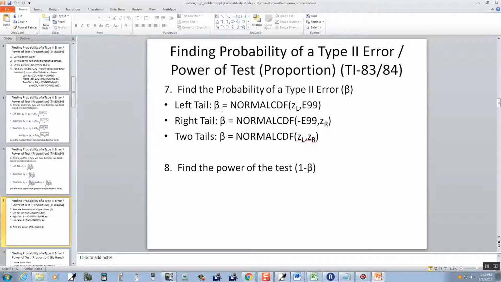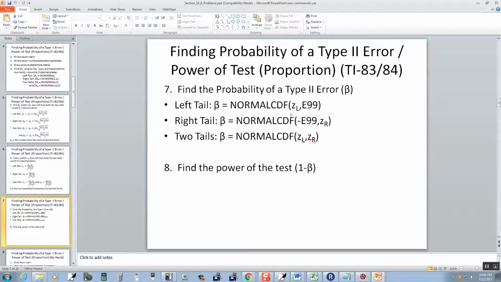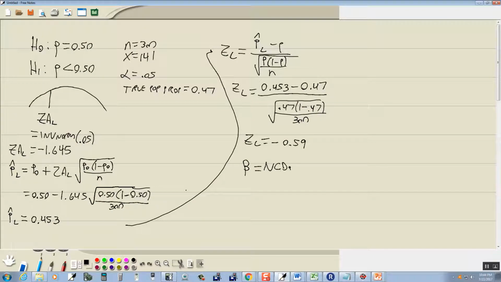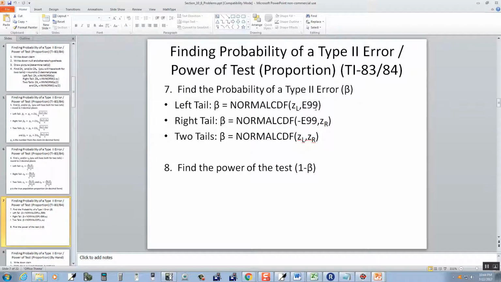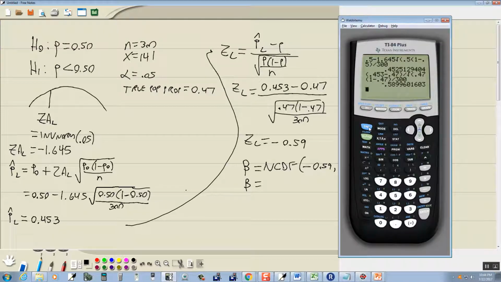Still dealing with the left tail, so it says beta is going to equal normal CDF of Z sub L, comma, E99. Z sub L is negative 0.59, E99. So second vars, normal CDF, negative 0.59, comma, second, comma, 99.